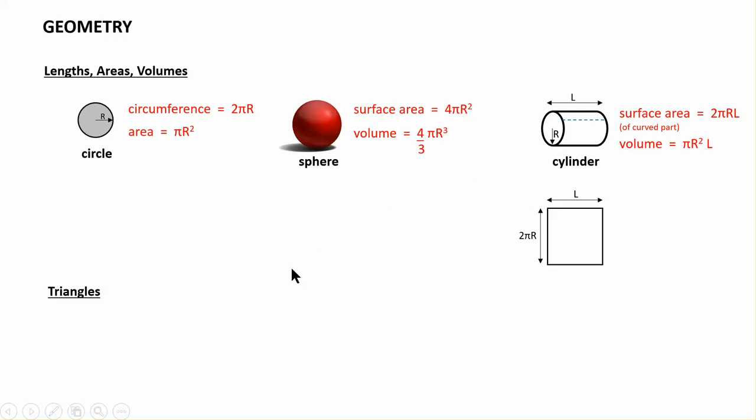Let's look at a few things about triangles. If you have a basic triangle, and this is angle theta 1, theta 2, and theta 3, recall that the sum of the three angles of the triangle, they always add up to 180 degrees.